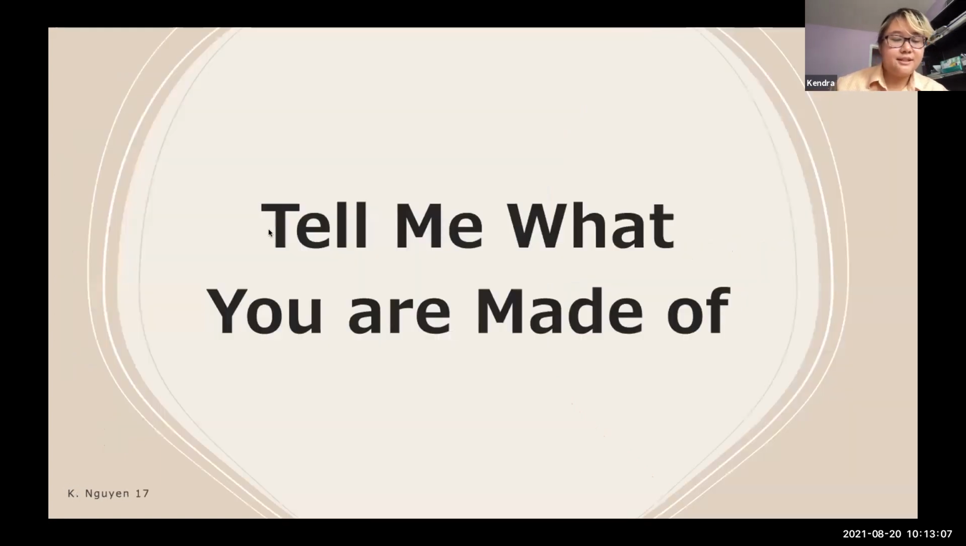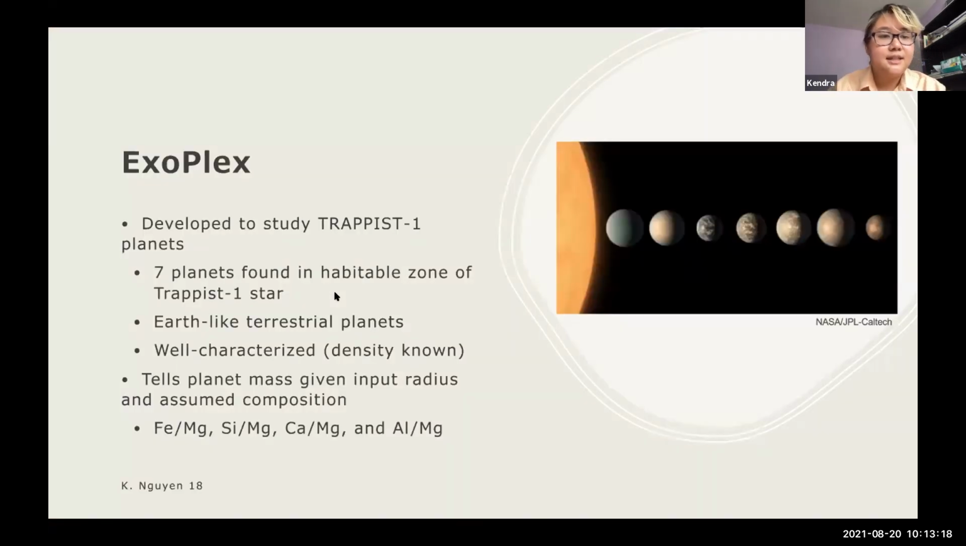Next, I wanted to see if there were any trends among the layers and the possible minerals that they could be composed of. To do this, I used Exoplex. Exoplex is a code developed to study TRAPPIST-1 planets. The TRAPPIST-1 planets are 7 planets found in the habitable zone of the TRAPPIST-1 star. These planets are great for studying because they are Earth-like terrestrial planets, and we know them well. We actually have a study in 2018 that tells us their density.